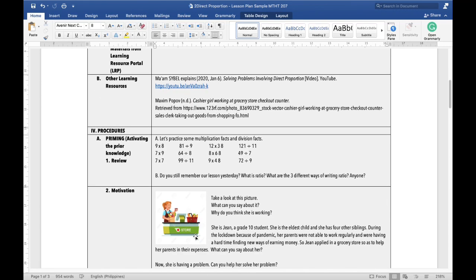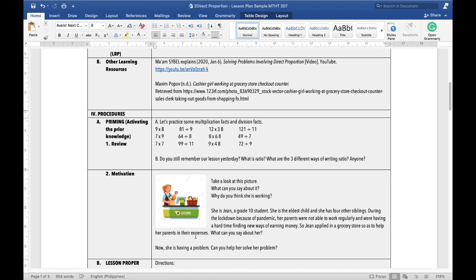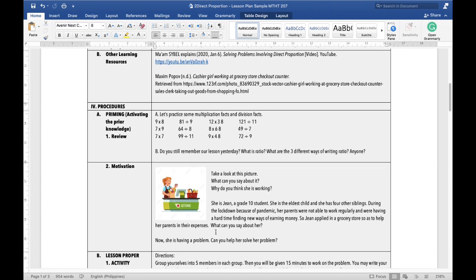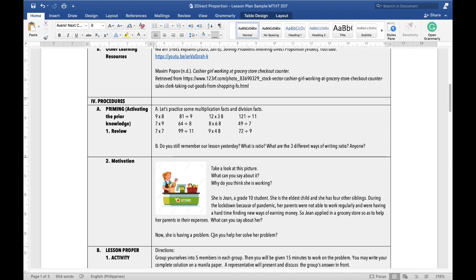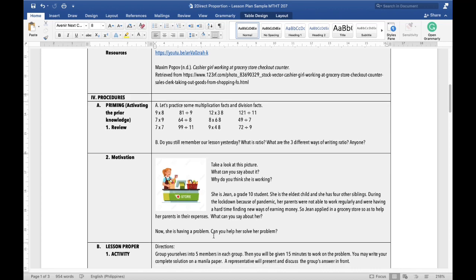So motivation, take a look at this picture. What can you say about it? Why do you think she is working? She is Jean, a grade 10 student. She is the eldest child and she has four other siblings. During the lockdown because of the pandemic, her parents were not able to work regularly and were having a hard time finding new ways of earning money. So Jean applied in a grocery store so as to help her parents with their expenses. What can you say about her?